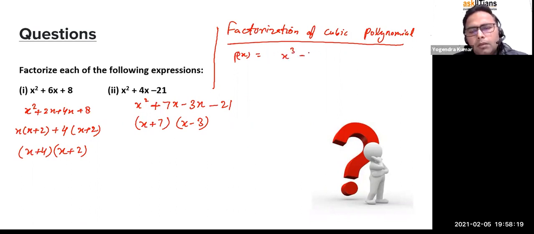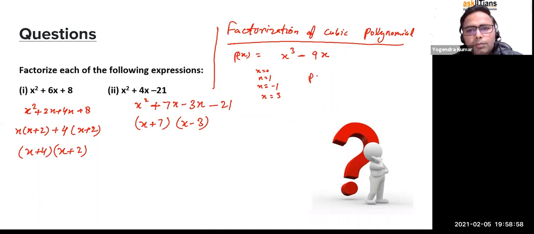x cube minus 9x. Let's say I'm taking this only, right? Now, how to factorize? I'm taking a simple one only first. Okay. Now, what is the first factor you need to decide? You need to use the trial and error method here, right? We need to put x equals 0. We need to put x equals 1. We need to put x equals minus 1. We need to put x equals 3 or something like that, something which can make it 0, right?